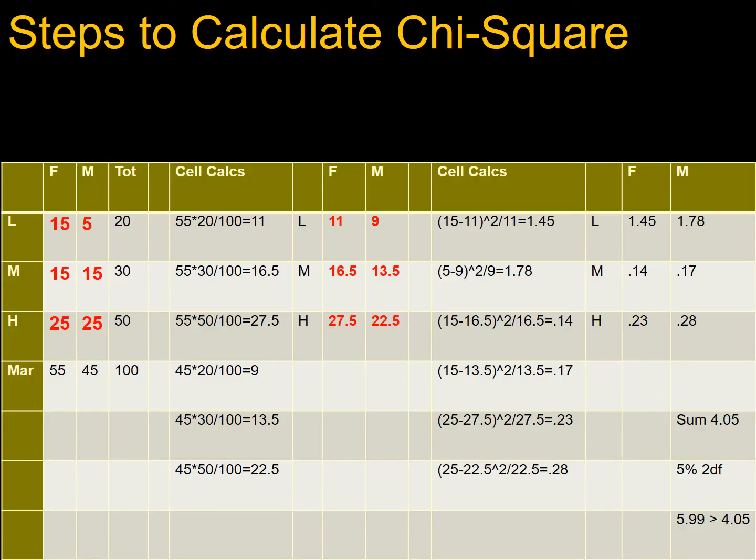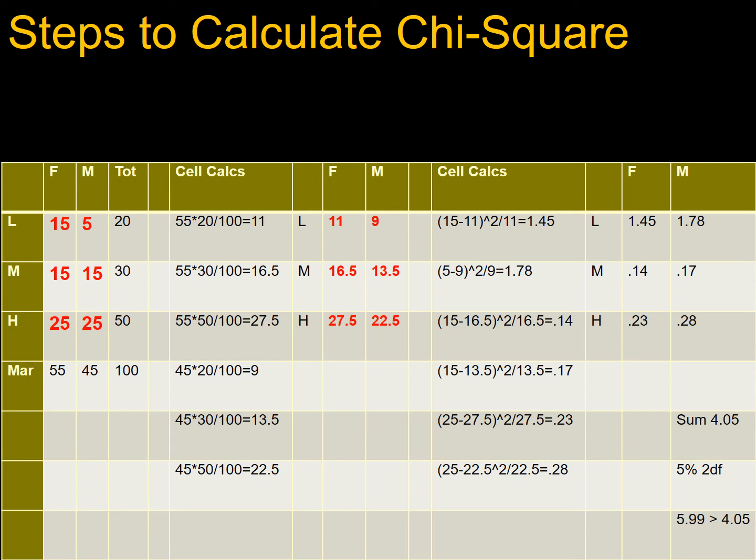So here we do the calculations more clearly. You can see in the cell calcs column on the right, we take 15, which is the intersection of low support and female. We subtract from it 11, which is the expected value. We square that difference, and that gives us 1.45.